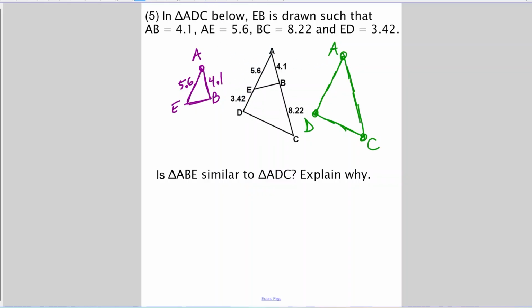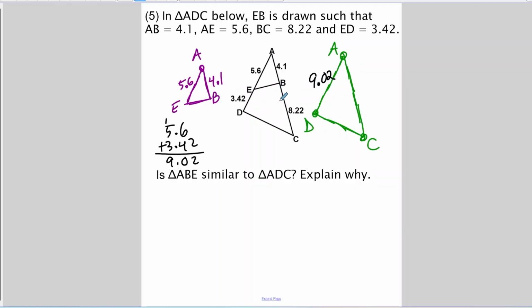So now what we're going to do is find the length of AD. We're just going to add these two together. I'll do that on the side here. We're going to do 5.6 plus 3.42. This is something you could just type right in a calculator, but it's going to work out to 9.02. Okay, so AD we could say is 9.02.